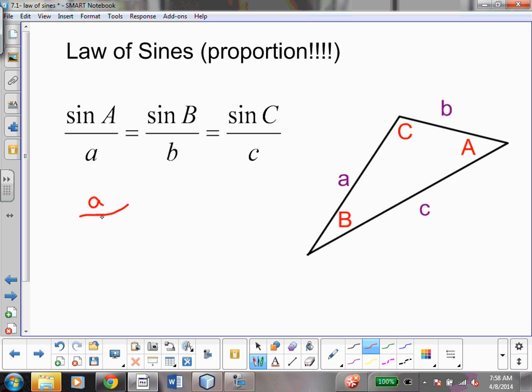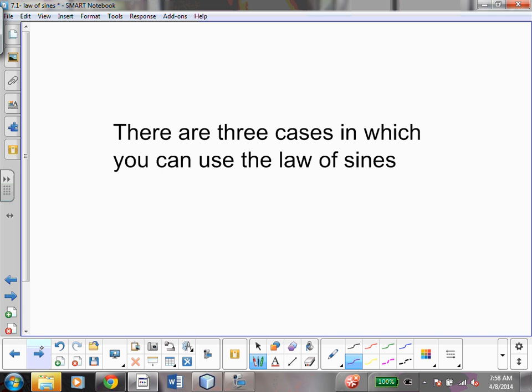You could say a over the sine of A equals b over the sine of angle B equals c over the sine of angle C. But either way, the key thing to remember about the law of sines is that it's proportional. It's a big, giant proportion. There are three cases where you can apply the law of sines.